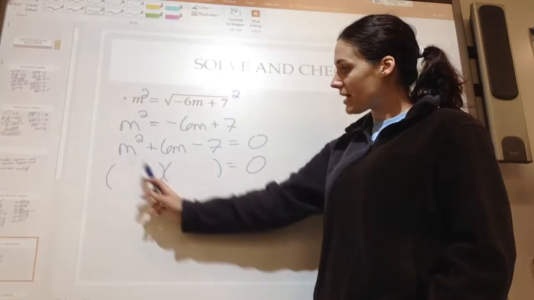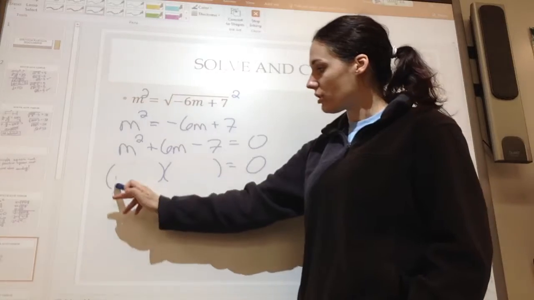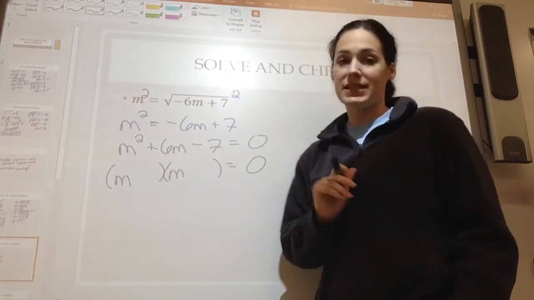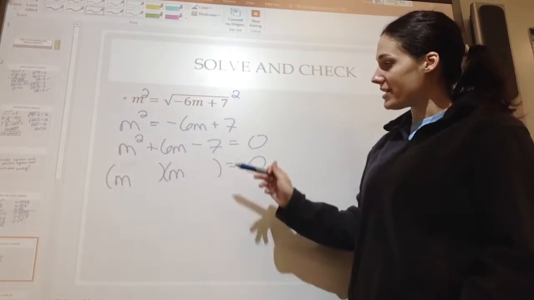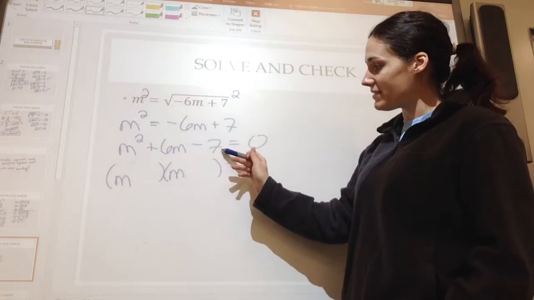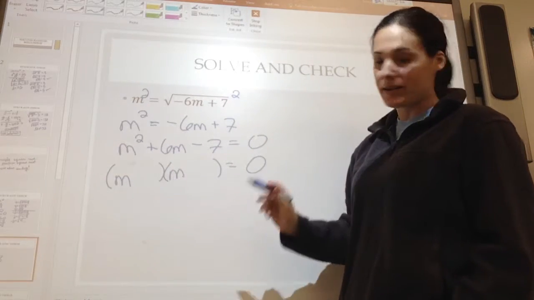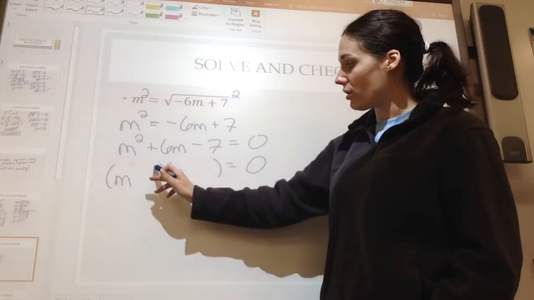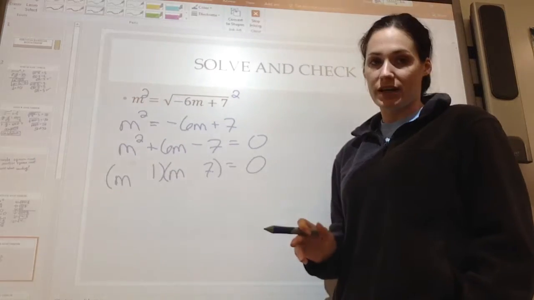The first two terms have to multiply to give you m squared. So I'm going to get an m and an m. That's the easy part. The second part is I need my numbers to multiply to negative 7, but add to 6. The only numbers that give you 7 are 1 and 7. So I can put those in.